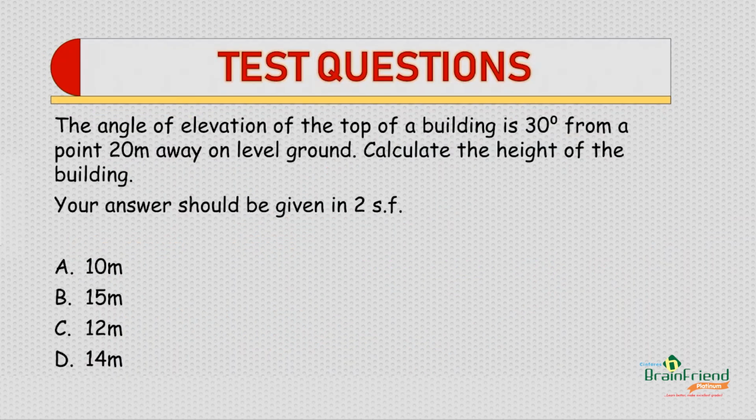Test time. Question 1. The angle of elevation of the top of a building is 30 degrees from a point 20 meters away on level ground. Calculate the height of the building. Your answer should be given in two significant figures. Option A, 10 meters. Option B, 15 meters. Option C, 12 meters. Or option D, 14 meters. The correct answer is option C, 12 meters.